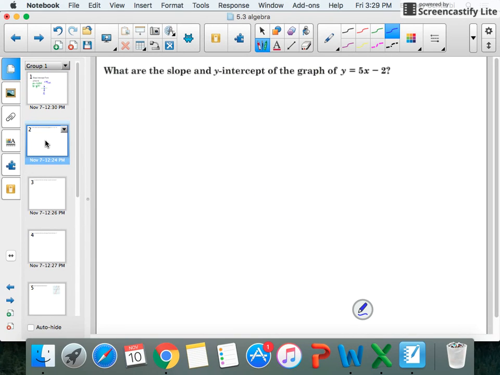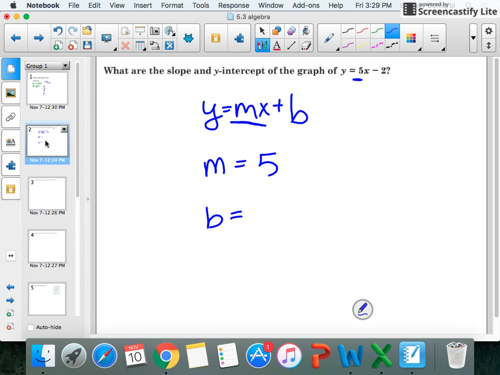So our first problem says, what are the slope and y-intercept of the graph of y equals 5x minus 2? So again, our equation is y equals mx plus b. So our m is our slope, and our b is our y-intercept. So if we look here, whatever's in front of x is the slope. So the slope here is going to be 5, and the y-intercept is -2 because it's -2.